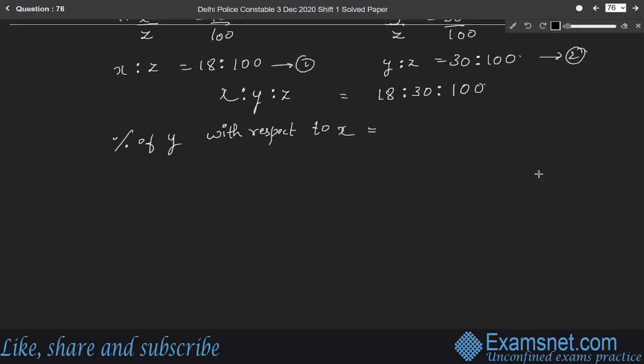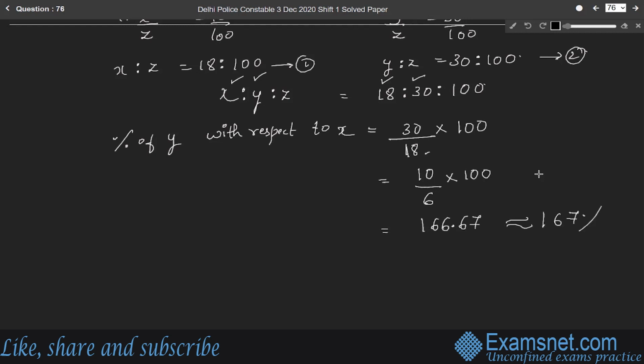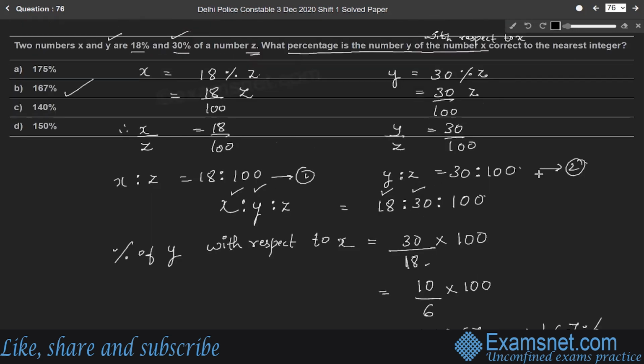is equal to, so here if x is 18, y is 30. X is to y is 18 is to 30. So if x is 18, y is 30. Therefore, if x is 100, the value of y will be 30 by 18 into 100, which is 166.67, which is approximately 167%. So percentage of y with respect to x is 167, hence option B.